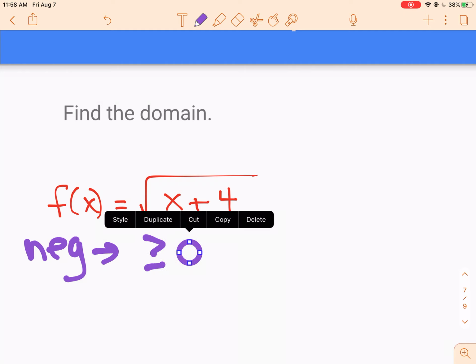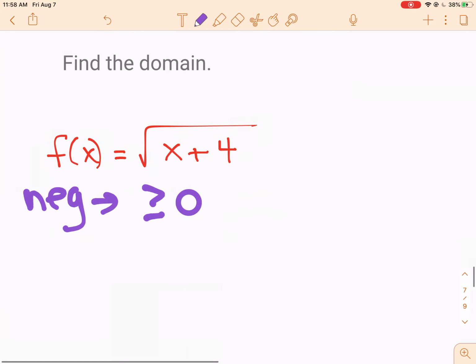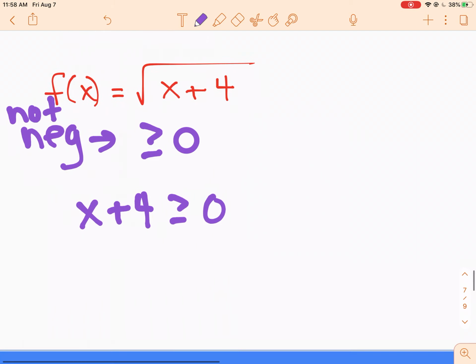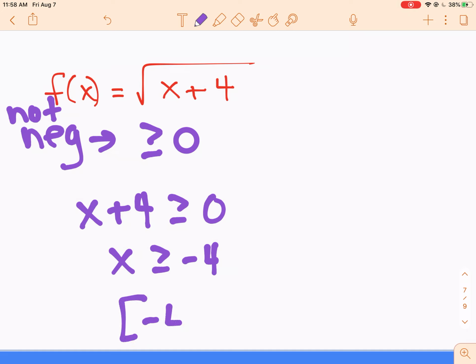If I want the expression to be greater than or equal to 0, because that implies not negative, then I'm going to set this up to provide me with what I want, to not be negative. So that means I want x to be greater than or equal to -4. In interval notation, it looks like this. So that is my domain.